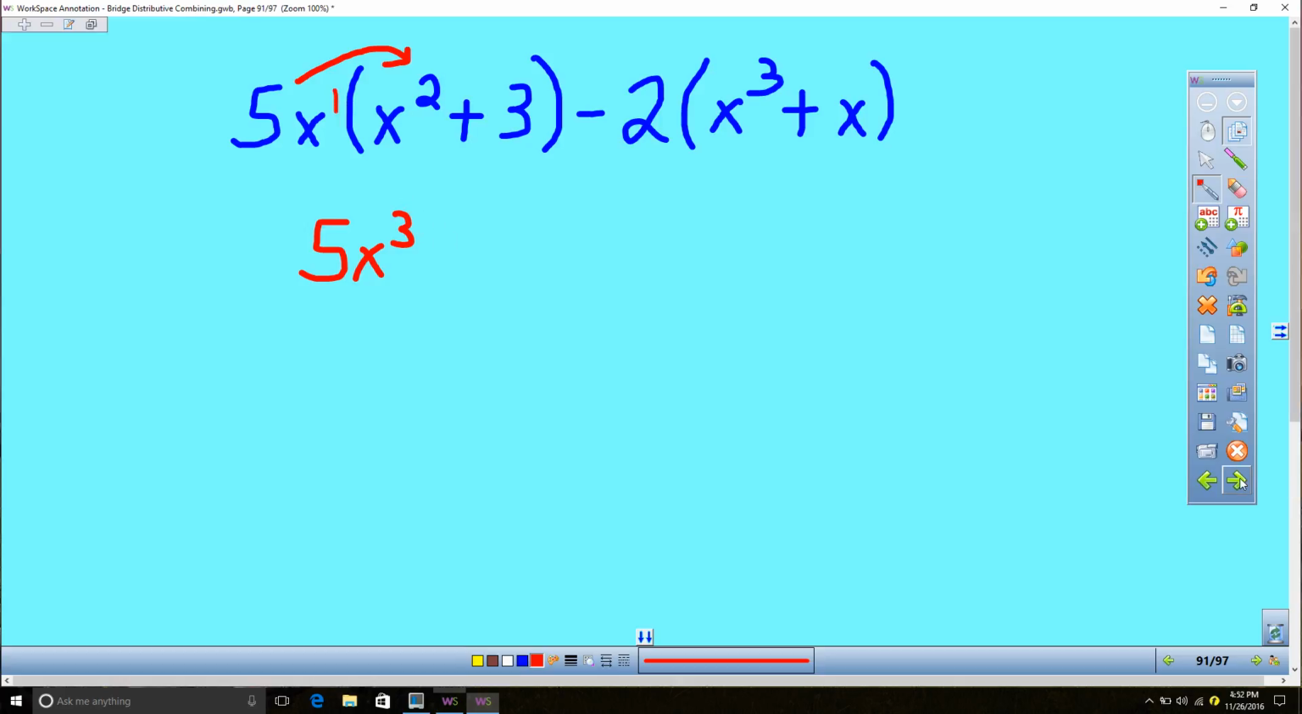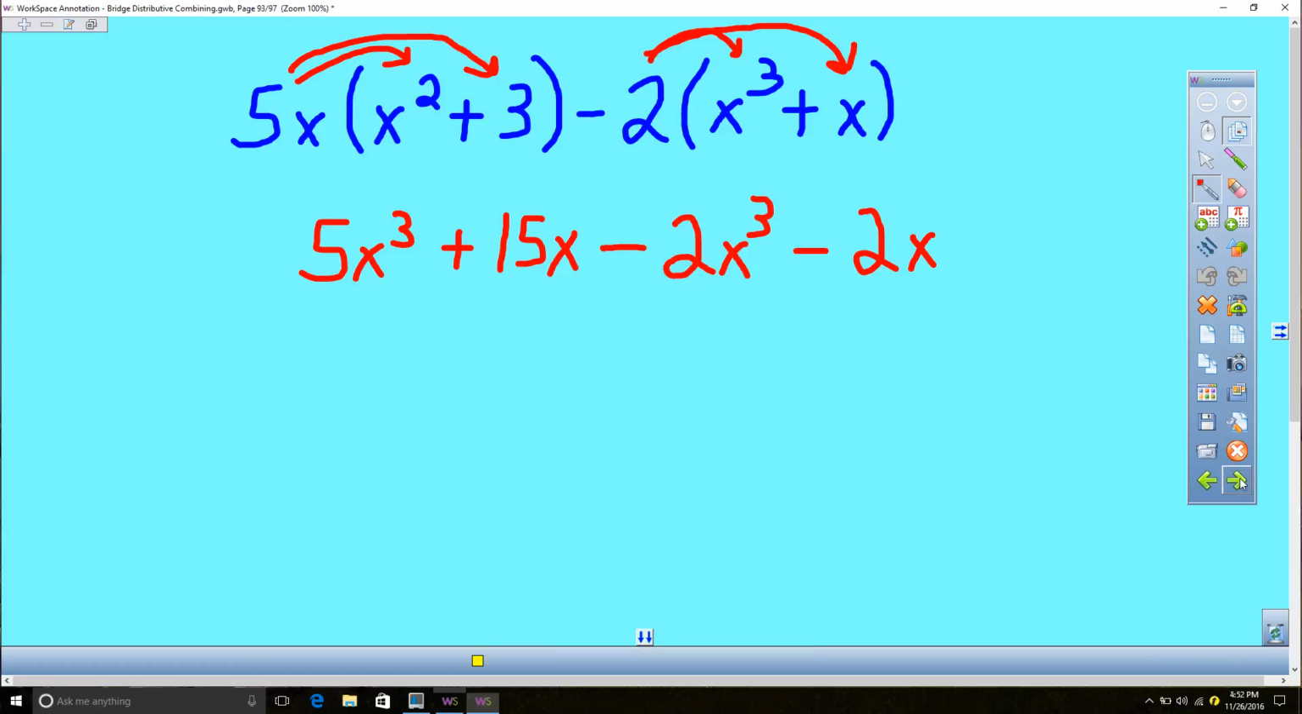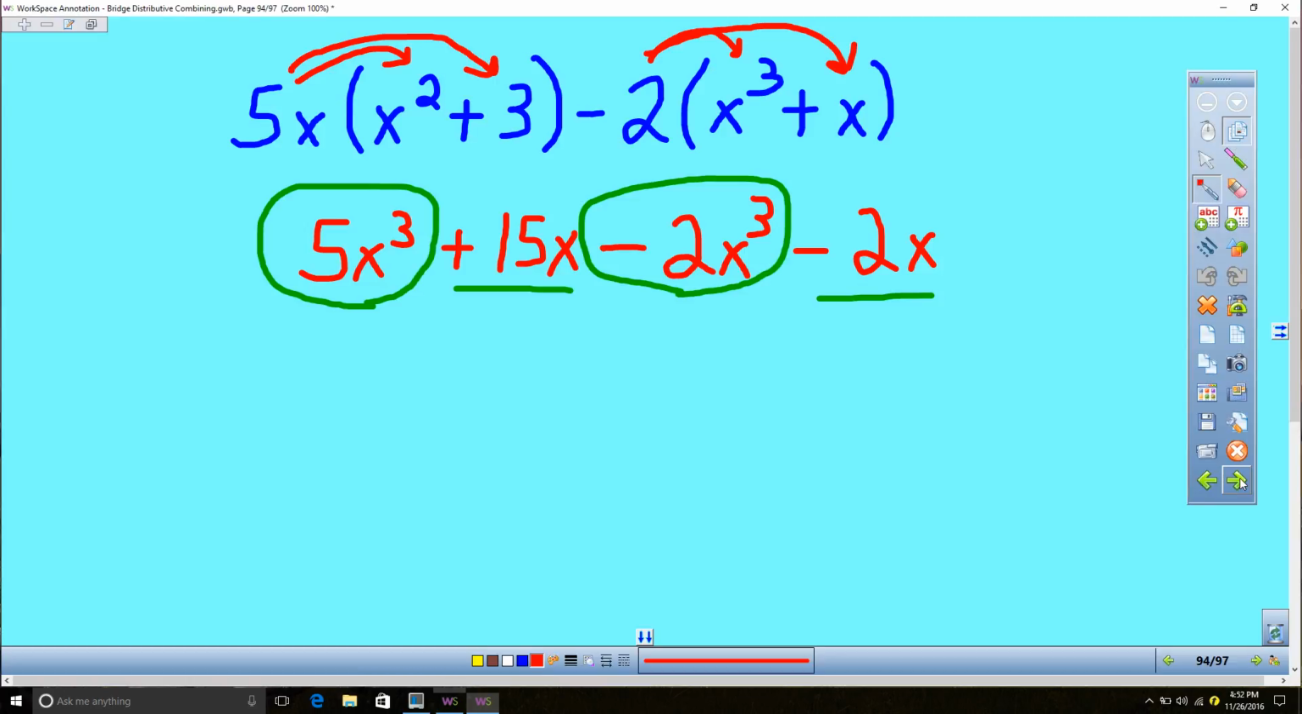And then a 5x times 3 would just be a 15x. A negative 2 times x cubed is negative 2x cubed, and a negative 2 times x is negative 2x. Now I can add the like terms, so I want to put my cubed term first. Now notice when you add that the exponent does not change. When you multiply, exponents can change, but when you add, exponents do not change.